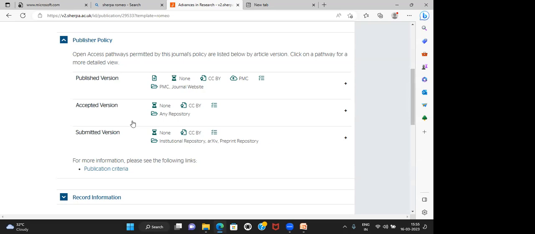But in the case of accepted versions, there will be no typeset as an article in a journal. So it is only the version before the peer review, but there will be typeset. And the published version will have the peer review comments, and also the typeset as an article in a journal. So this is the difference between the three versions.